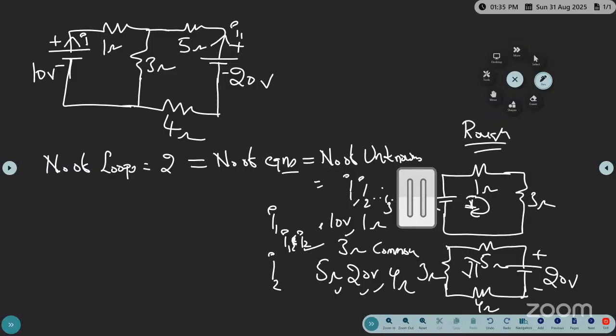So we have to identify how many loops are there, so then we will get a brief idea. For the above problem, I have to get two equations and solve these two equations. I will get two unknowns. The two unknowns are I1 and I2. Okay, right.